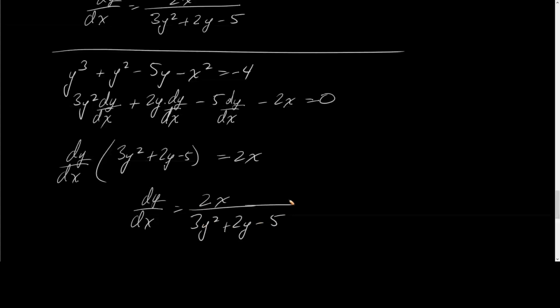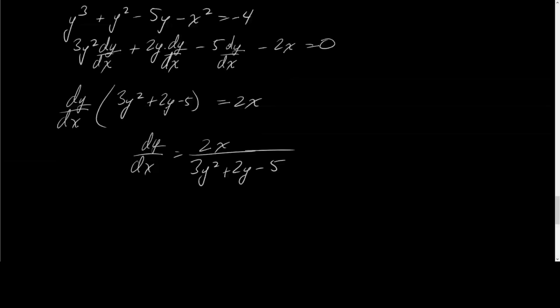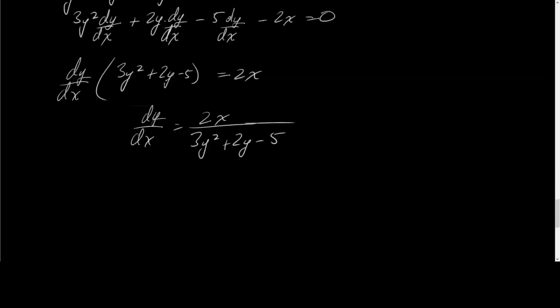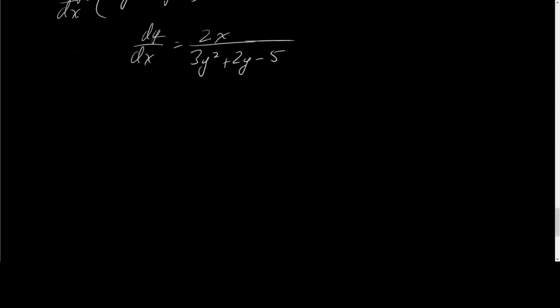So that's what we get there, and that is the process. Now, notice that every single time I took the derivative of something that involved y, I multiplied by dy dx. That's essentially what you want to remember. Anytime you take the derivative of anything that involves y, we multiply by dy dx. So let's do a couple of examples here.